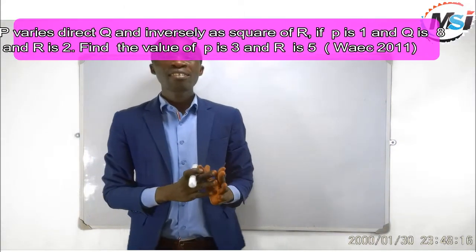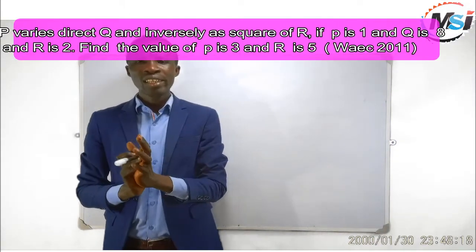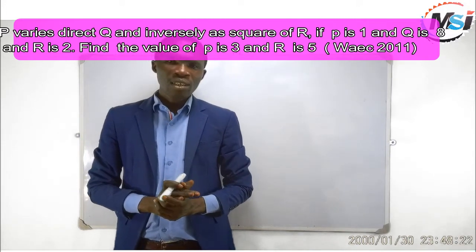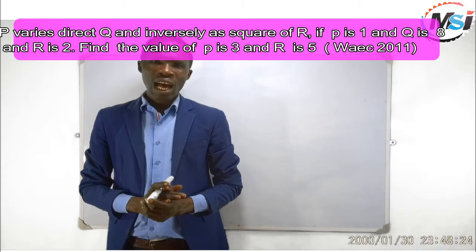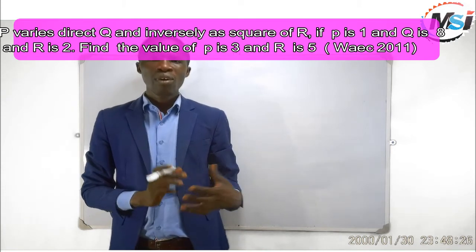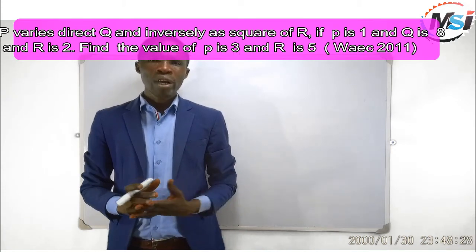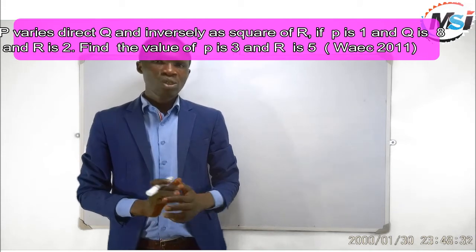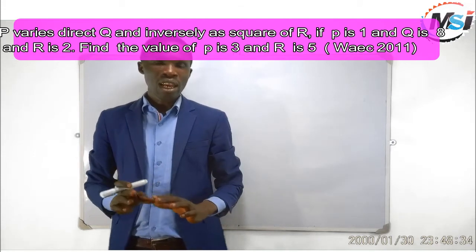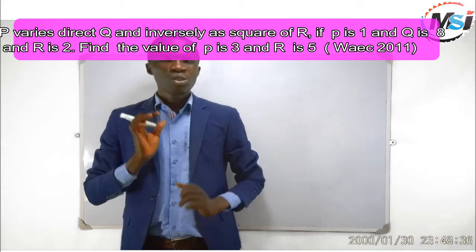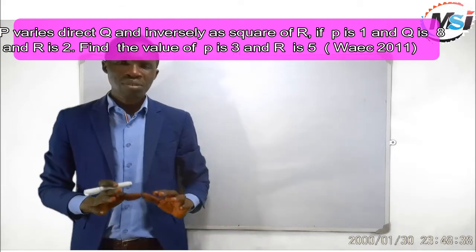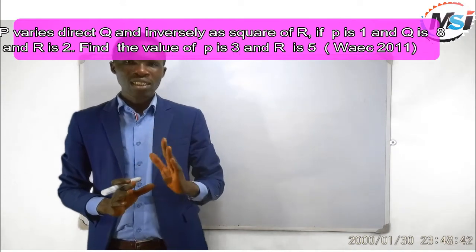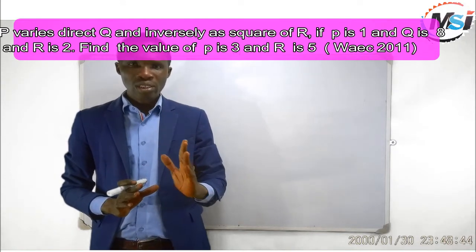P varies directly as Q and inversely as square of R. If P equals 1, when Q equals 8 and R equals 2, find the value of Q when P equals 3 and R equals 5. This is a WAEC 2011 question. Now, to solve this question, you need to interpret each statement one by one. Remember, I told you that this is what we call the joint variation.